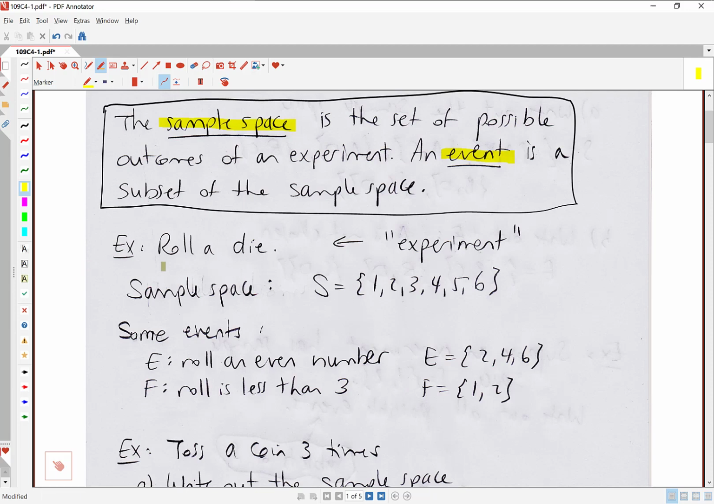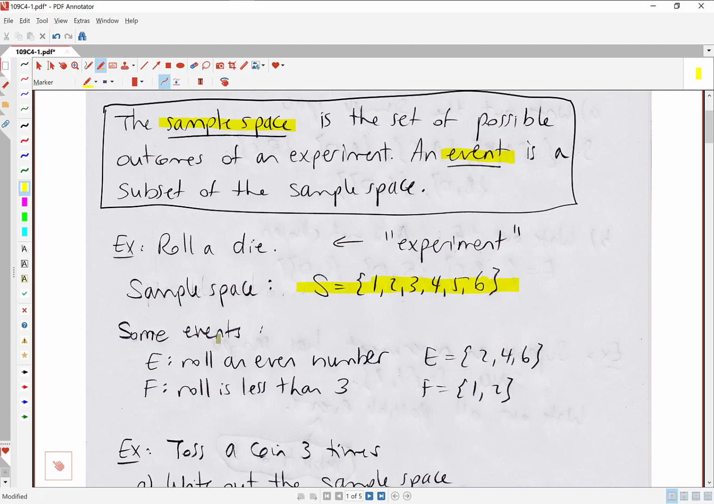So let's look at a quick example. Let's say we roll a die. So that's our experiment. That's what we're doing. And if you think about the different things that can happen, well, we're just looking at what number comes up on the die. So the different things that could happen, we could have a 1, 2, 3, 4, 5, or 6. So these are our outcomes. And if we build a set containing all these different outcomes, then that's our sample space. So sample space, just the set of all possible outcomes.